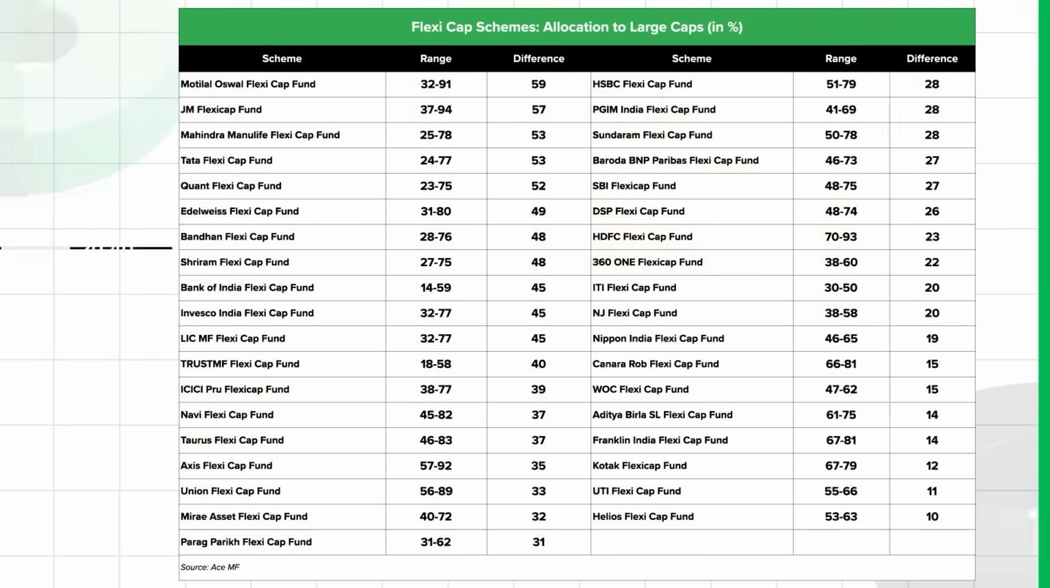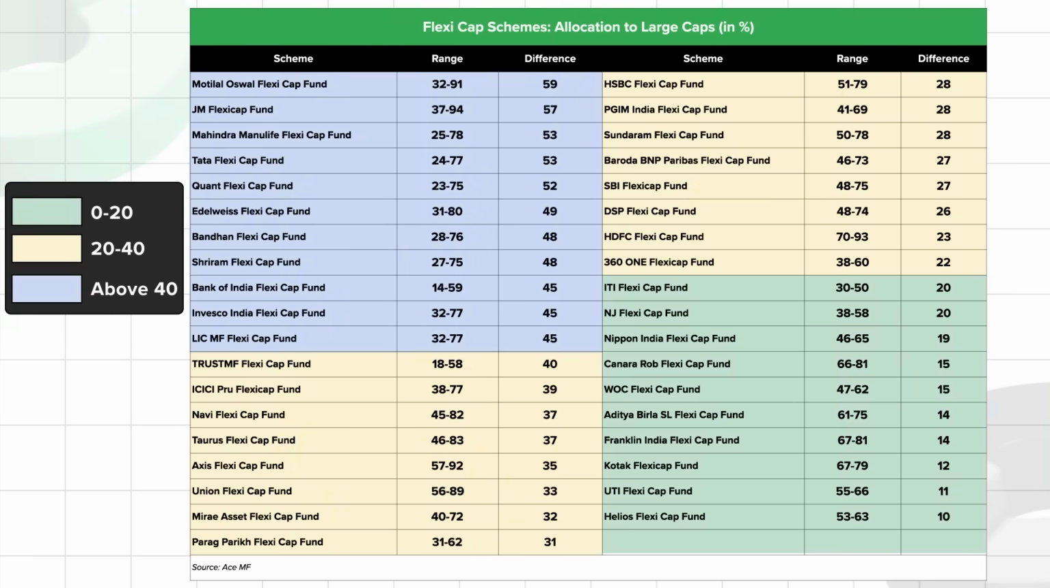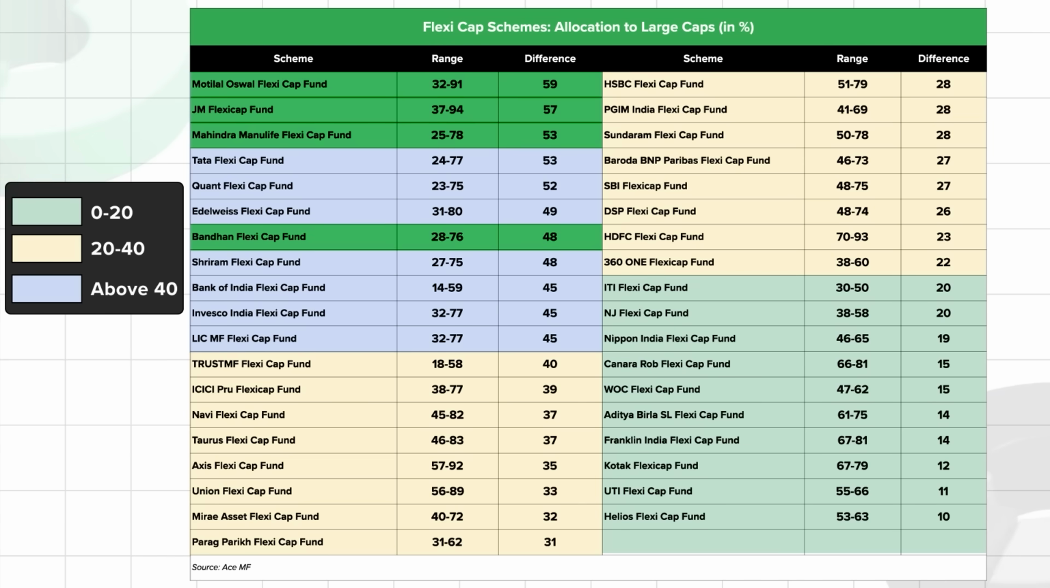Look at the detailed table on your screen showing the minimum and maximum allocation by Flexi Cap funds to large cap stocks. The difference column represents how much the allocation has varied over time. So as you can see, funds like JM Flexi Cap have moved between 37% and 94%, a 57 percentage point swing. Similarly, funds like Motilal Oswal Flexi Cap, Mahindra Manulife Flexi Cap, and Bandhan Flexi Cap also have a wide range of allocation shifts. Now, this indicates a high degree of active tactical management.